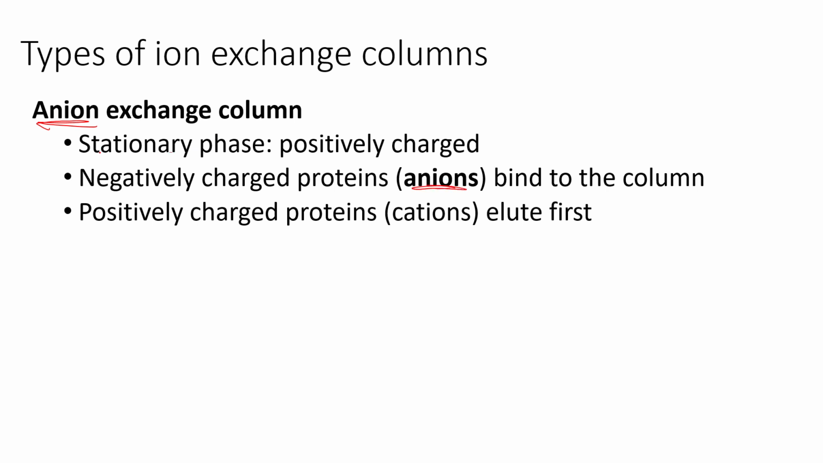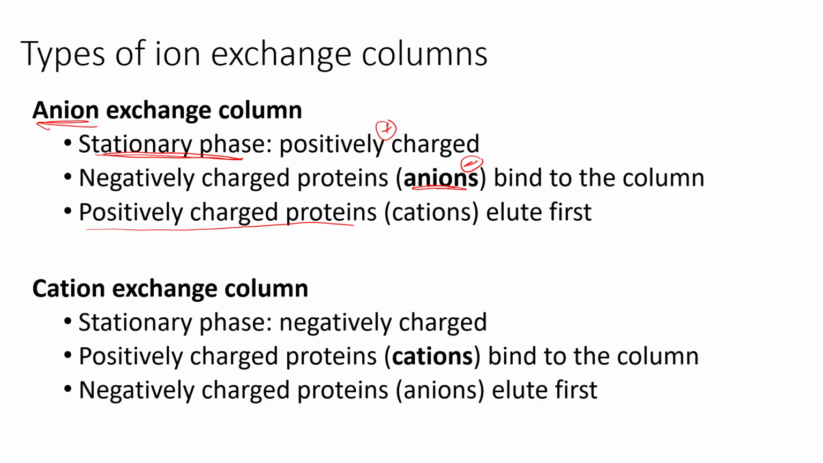So the actual column stationary phase is positively charged. And so it's going to interact really well with proteins that are negatively charged, or anionic. So in that case, as you push through your low salt elution buffer, the beginning steps, the positively charged proteins, they'll come right through, right? Because they're not interested in sticking to our positively charged stationary phase of the column. And then over time, as we use our higher salt buffer, it'll sort of push those negatively charged proteins off the column and then finally allow those to elute out as well.